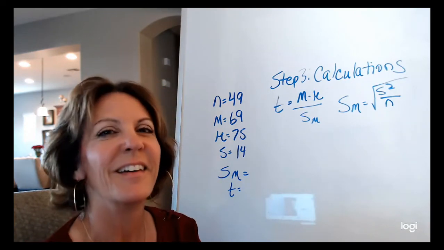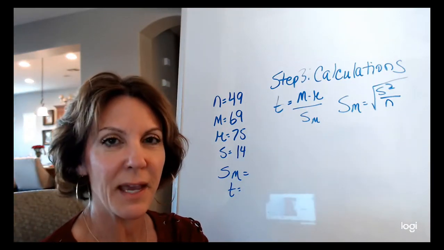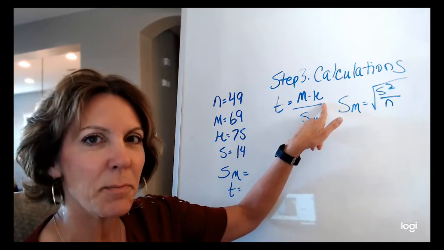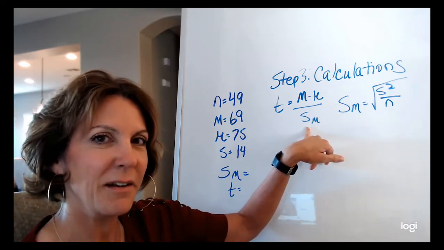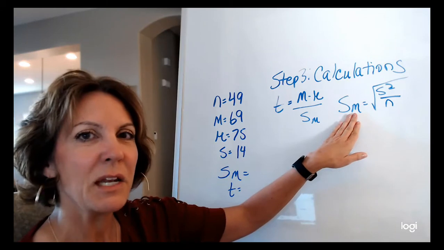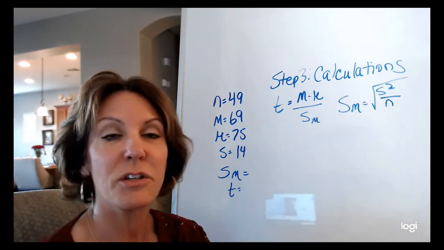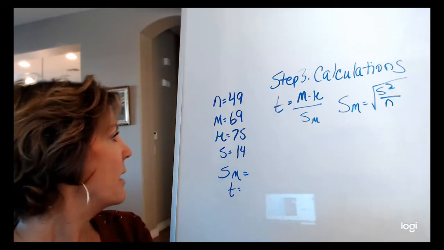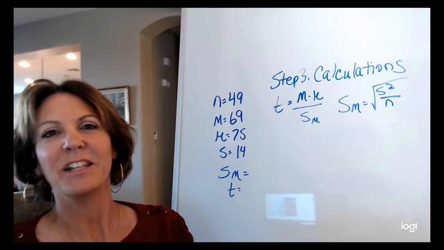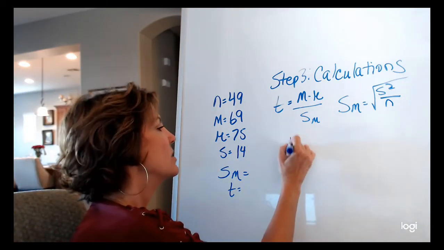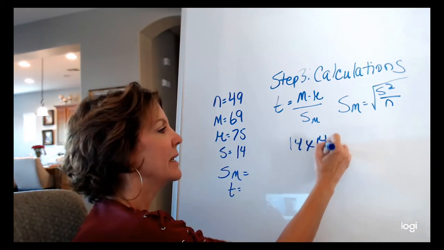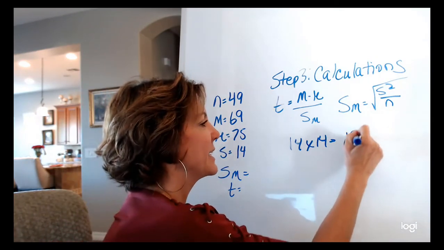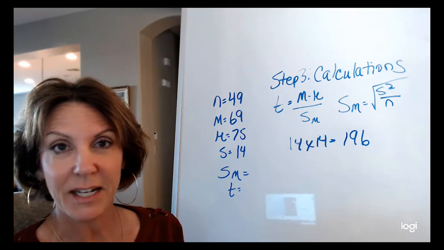Okay, for step 3, I've put down some important information we're going to need to make our calculations. First is the t formula, which just says it's the mean of our sample minus the population mean divided by the standard error of the mean. In this case, the standard error of the mean is figured by taking the square root of variance divided by n. So have we been given the variance? No, we haven't been given the variance, but we have been given the standard deviation. We can convert it into variance by squaring it. So 14 times 14 gives us 196. So our variance is 196.